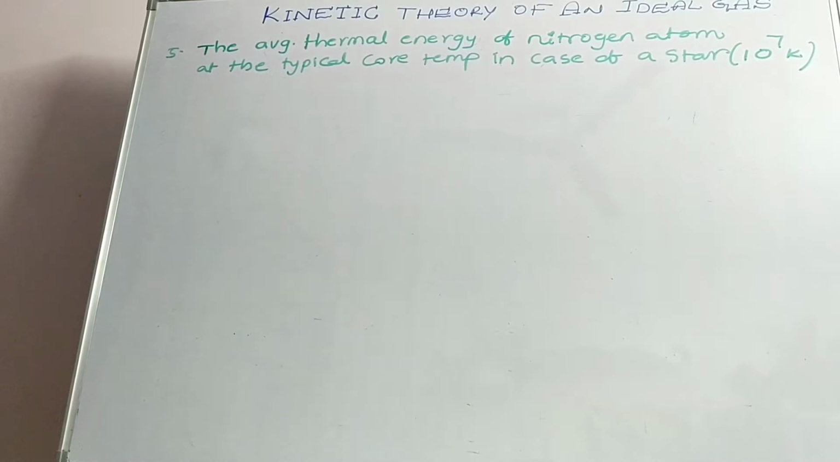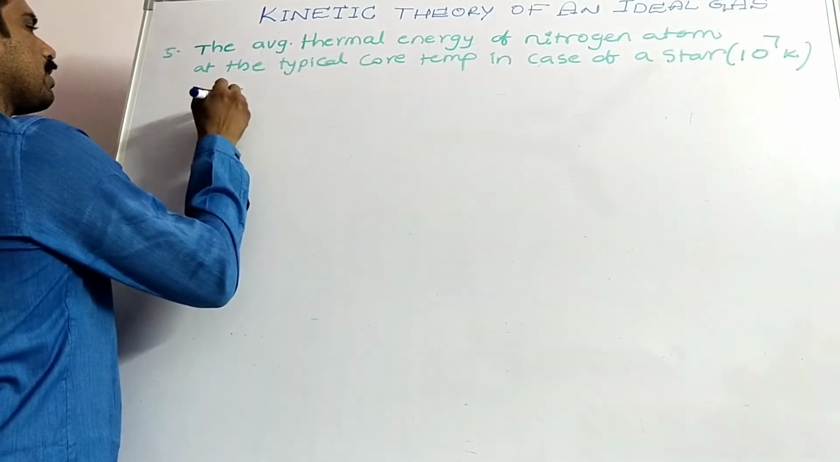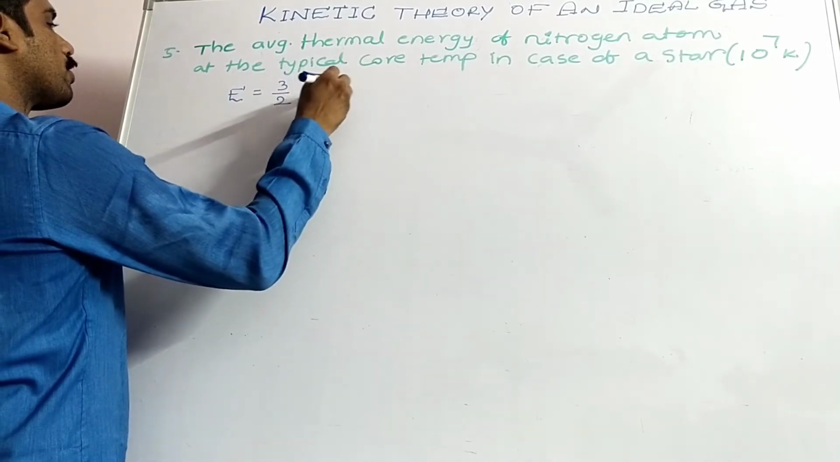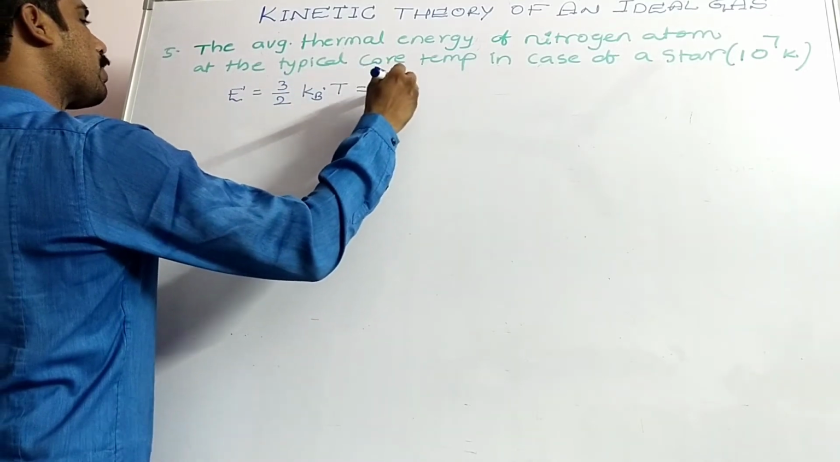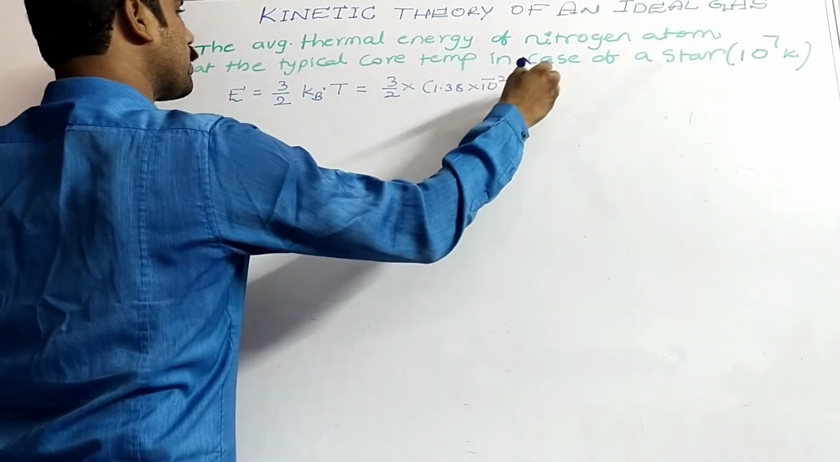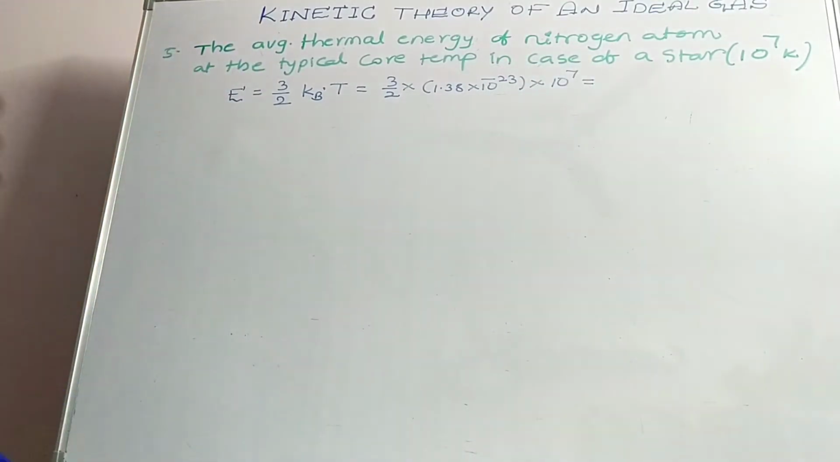Now see here, the average thermal energy of a nitrogen atom at the typical core temperature in case of a star, 10 power 7 Kelvin. Of course, the average thermal kinetic energy, as in the previous question, again we have to solve. That is nothing but E is equal to 3 by 2 Boltzmann constant into T, that is equal to 3 by 2 into 1.38 into 10 power minus 23 into the absolute temperature value given, that is 10 power 7.